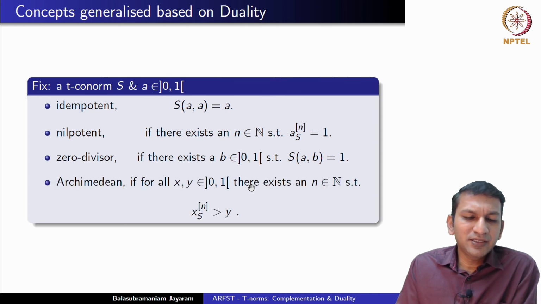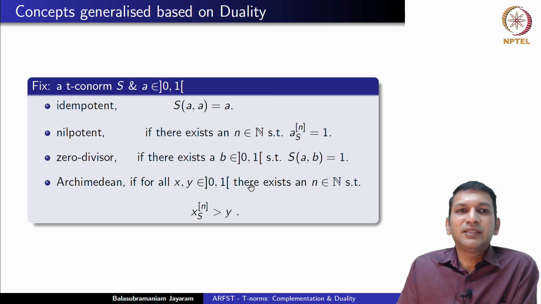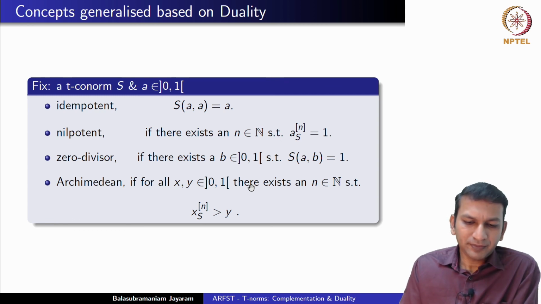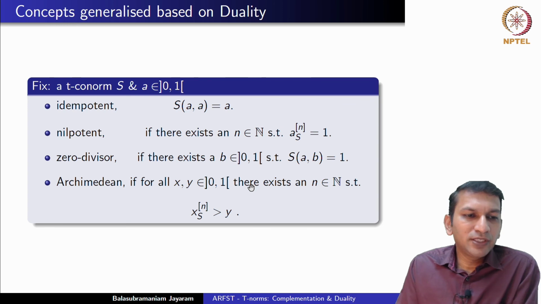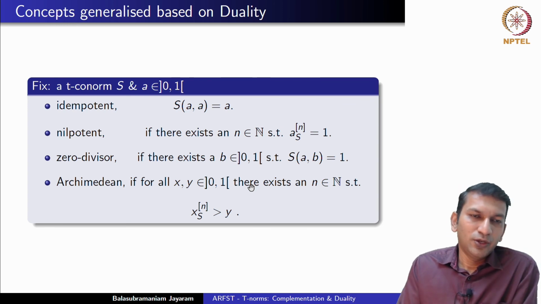Finally, Archimedeanness. Once again, if you take two elements and apply a T-conorm, it is going to increase, becomes bigger than the argument that you consider, which means Archimedeanness is also defined accordingly. You take an x, for some n, it should be such that if you operate x on itself n times with respect to S, then that should be bigger than y. So similarly, almost every concept can be generalized based on duality. Once again, we will look at specific properties when the context warrants.